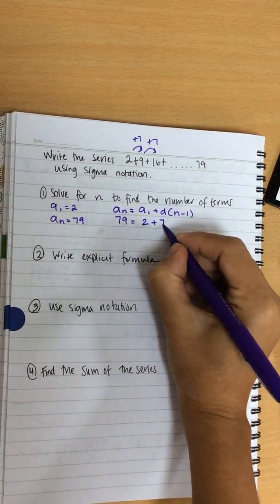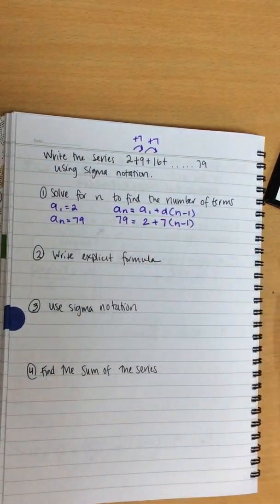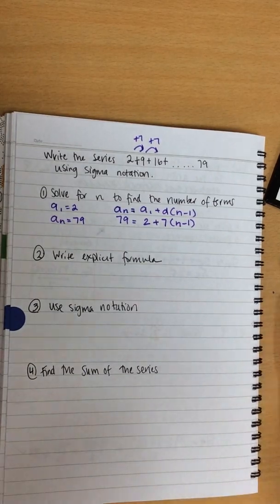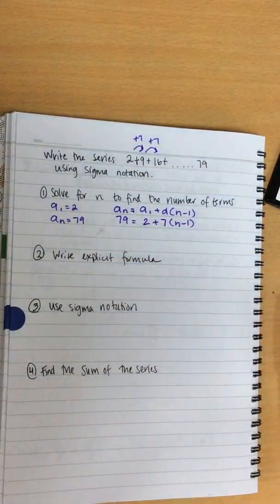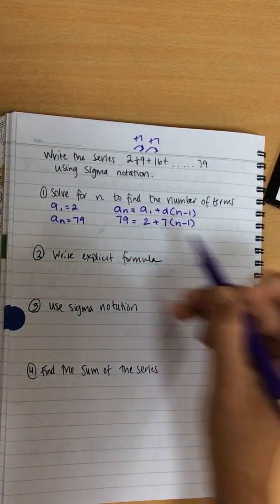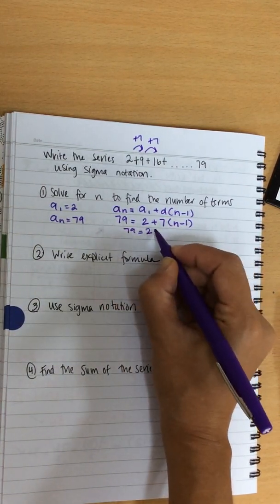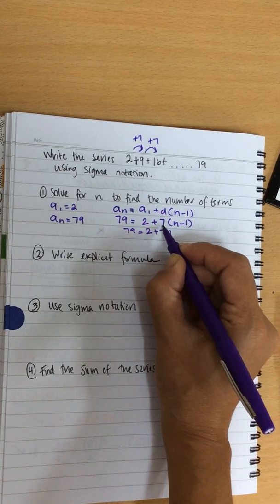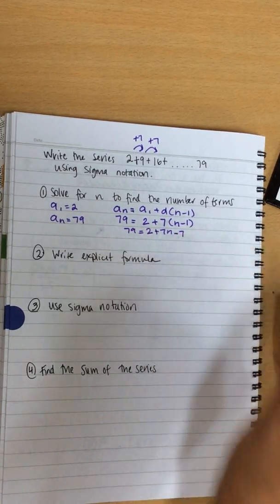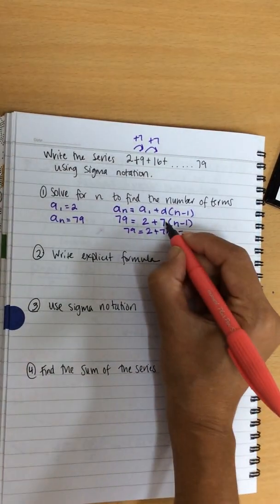So now I'm going to plug in 7 for d, and n is the thing I don't know. So now you get to use your algebra to solve this, right? I'm going to try to squeeze it in here. Let's go a little bit smaller. So we end up with 79 equals 2 plus, let's distribute that 7 in, 7n, and then 7 times negative 1 is negative 7. So you guys didn't forget that stuff.